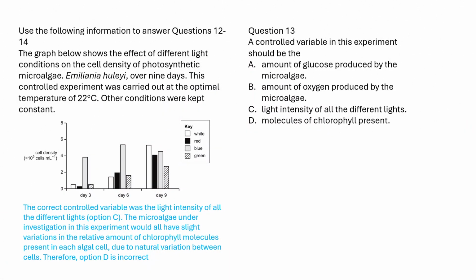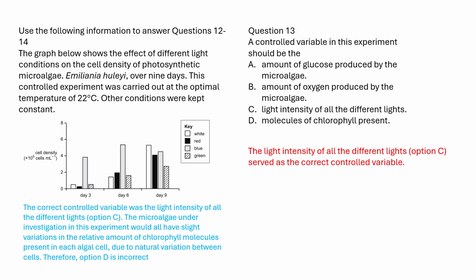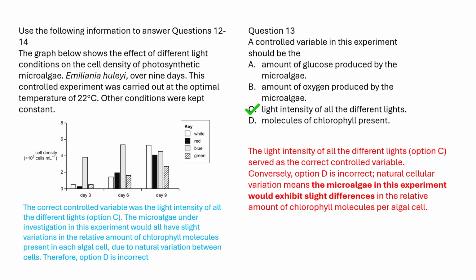The light intensity of all the different lights, option C, served as the correct controlled variable. Conversely, option D is incorrect. Natural cellular variation means the microalgae in this experiment would exhibit slight differences in the relative amount of chlorophyll molecules per algal cell.